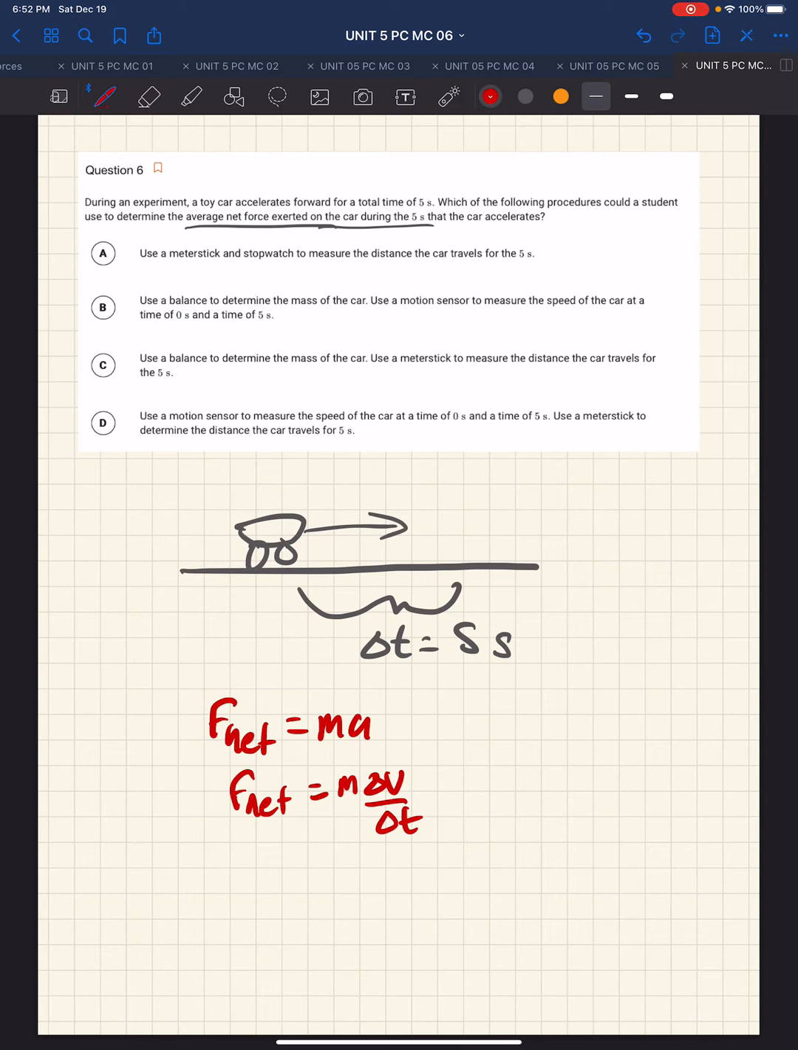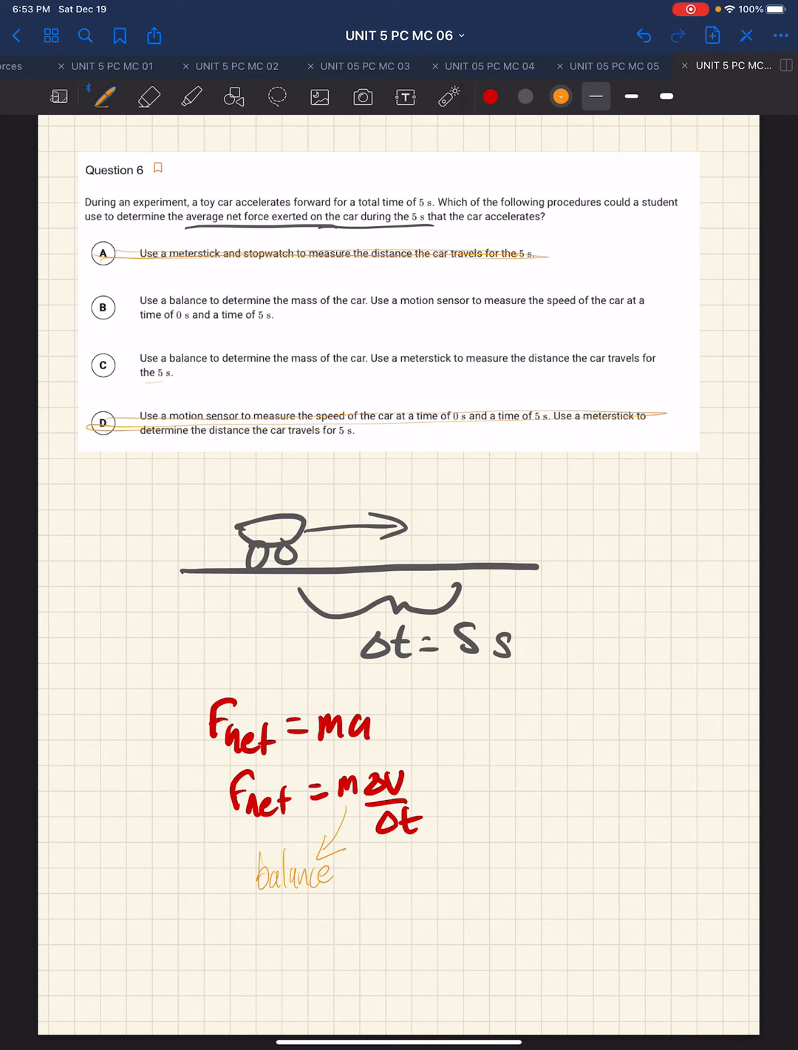So we want to know, how would a student determine this? Well, we will definitely need to get the mass somehow, like with a balance. So if we look at the first choice, there's no balance. Second choice, there's a balance. Third choice, a balance. And the fourth choice, there's not a balance. So just recognizing that we need to get the mass somehow through the use of a balance gets us to 50-50.